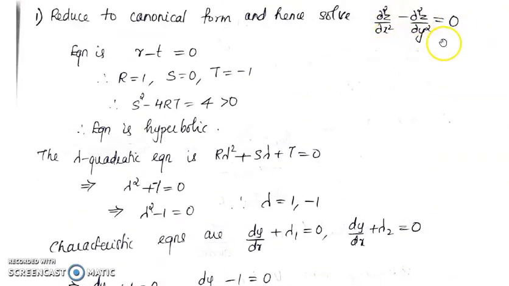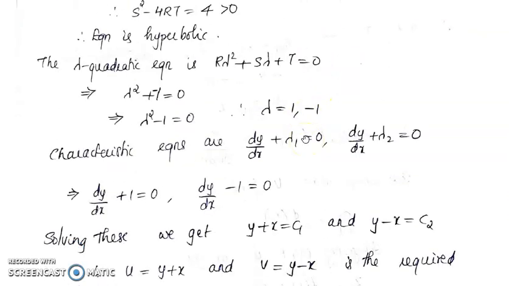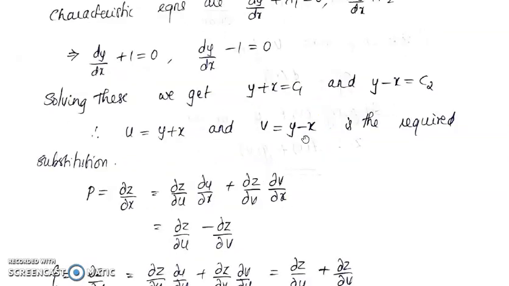So the first equation we have here is in variables x and y. Now we need to convert the entire equation in terms of u and v. Using the chain rule, P is dou z by dou x. By chain rule you can write it as dou z by dou u into dou u by dou x plus dou z by dou v into dou v by dou x. Now dou u by dou x is 1 and dou v by dou x is minus 1. So this will become dou z by dou u minus dou z by dou v.